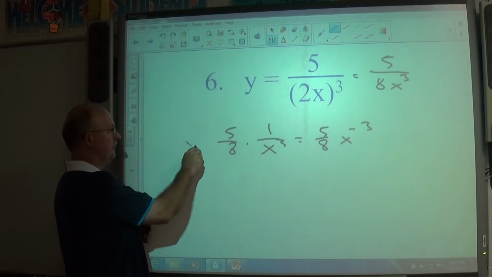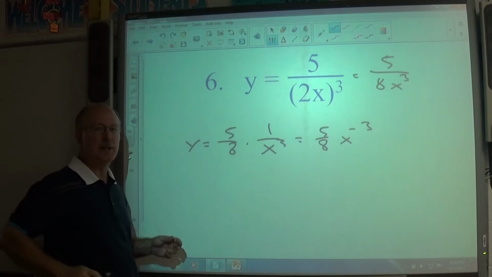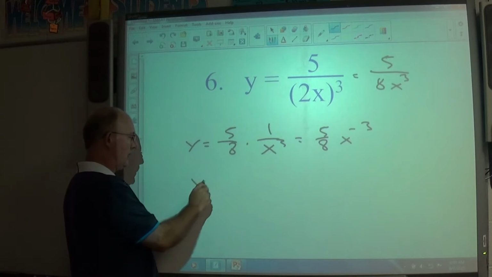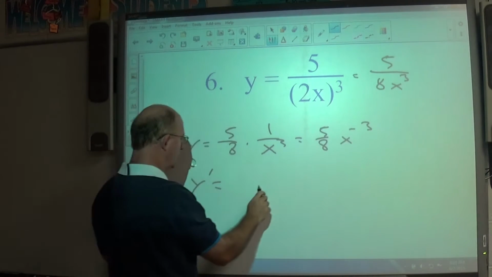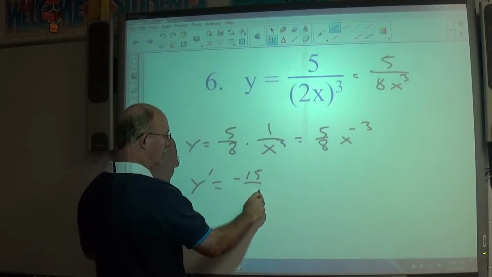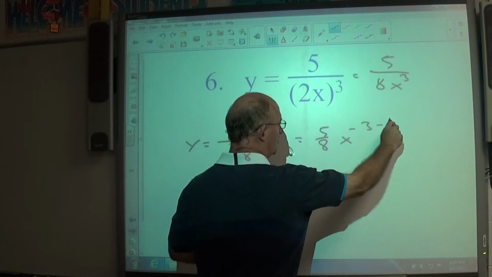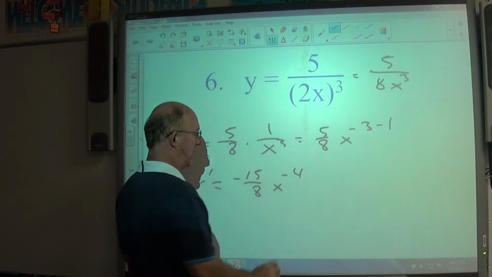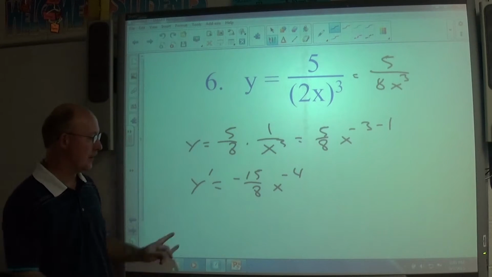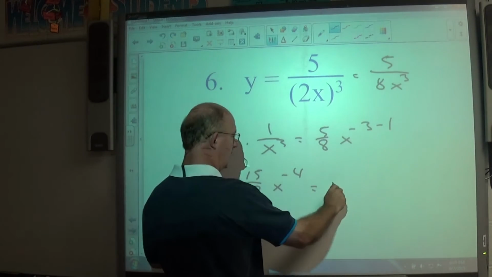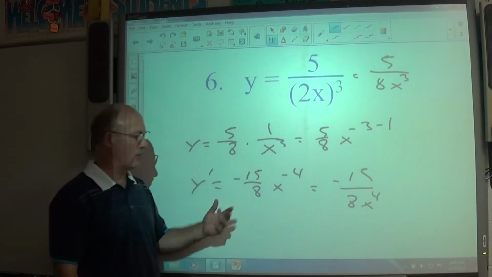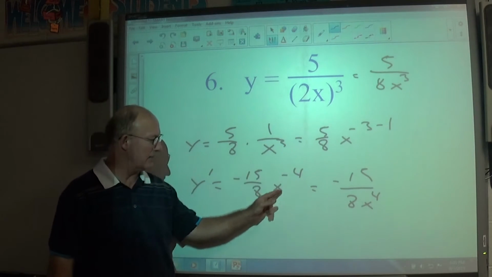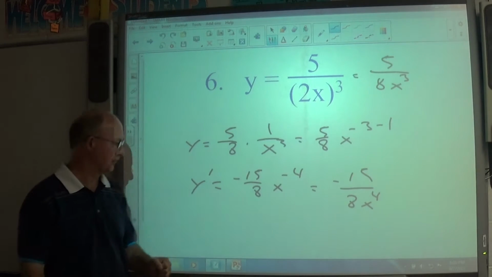Now this is y, and we're ready to take our derivative. y prime is going to be equal to negative 3 times 5/8, which gives us negative 15/8 x to the, subtract 1 from your exponent, x to the negative 4 power. And that's our derivative. To rewrite it again, this will be negative 15 over 8x to the 4th power. If you write it without the negative exponent, it ends up on the bottom of your fraction.